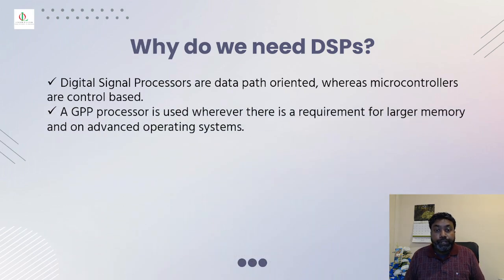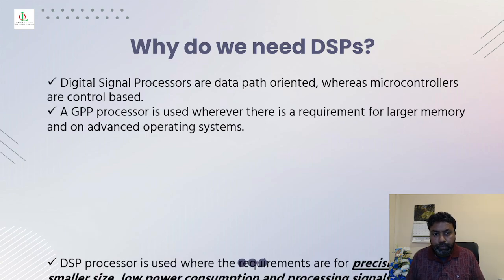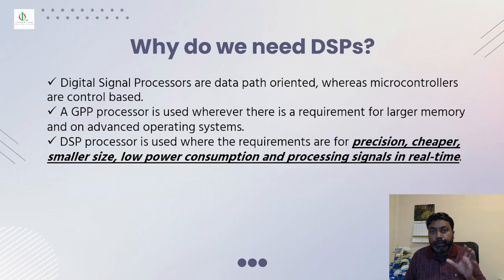A GPP processor is used when there is a requirement for larger memory and advanced operating systems. This is the desktop and PC, where memory is a consideration and it needs a lot of storage. The DSP processor is really handy when the requirements are for precision, and it's a lot cheaper compared to microcontrollers, compact in size, works at very low power, 3.3 volts, and processes continuous data signals, so it can be used in real time. So these are the major ones.